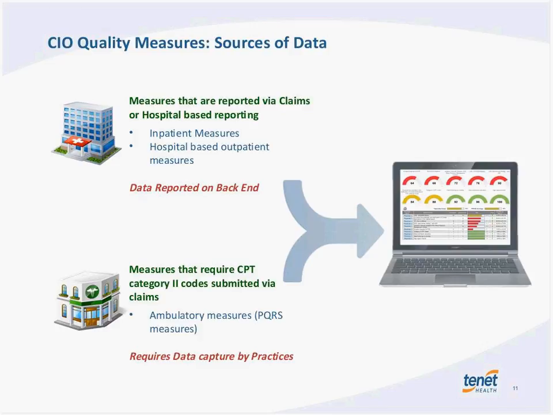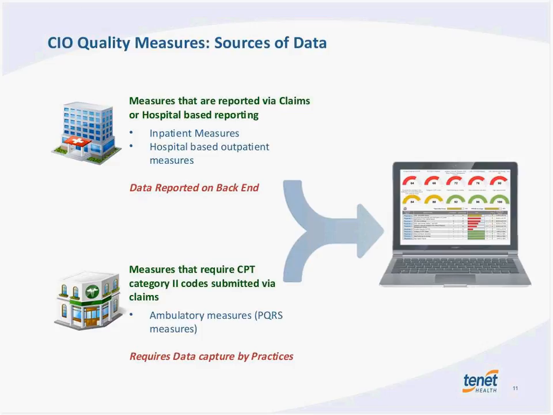And the second type of data capture is the measures that require CPT Category 2 codes. These require that the practices submit these via claims, and these are ambulatory measures that are PQRS-based. And the two sources of data together will generate physician performance dashboards. In turn, that will help us establish baseline data for quality improvement purposes.